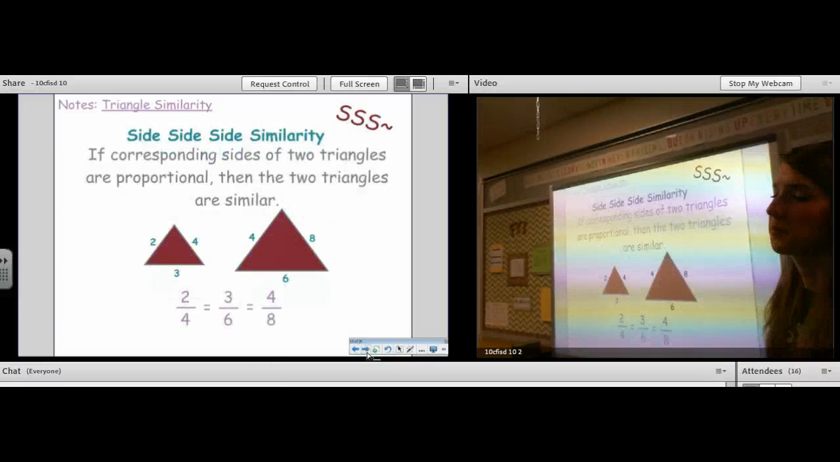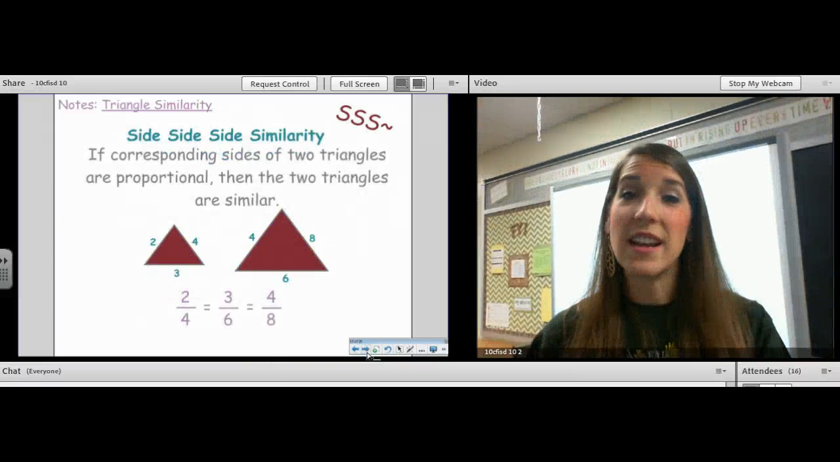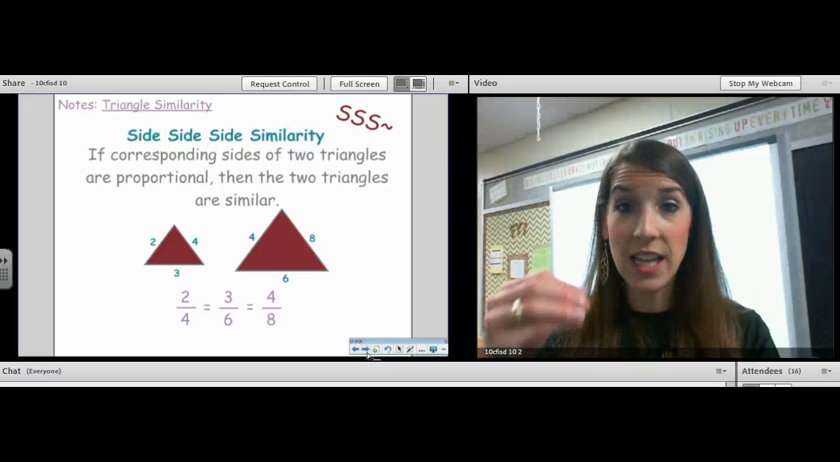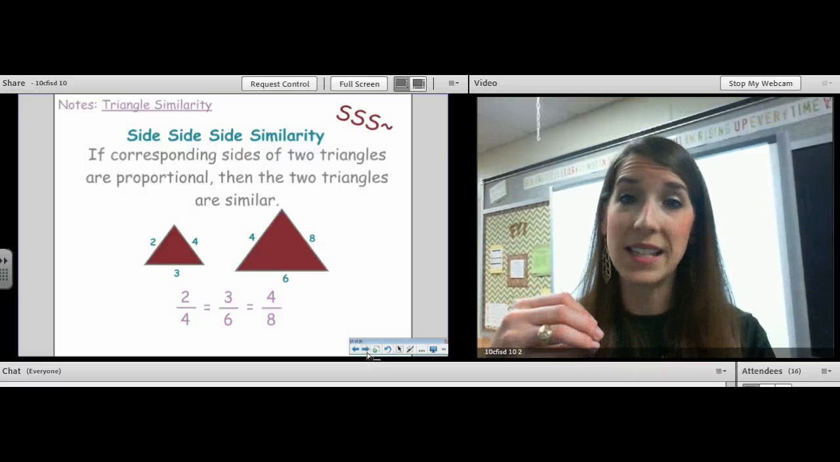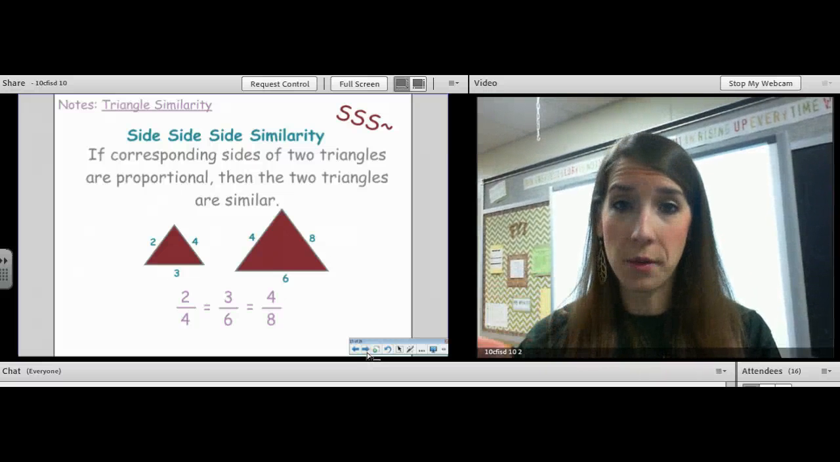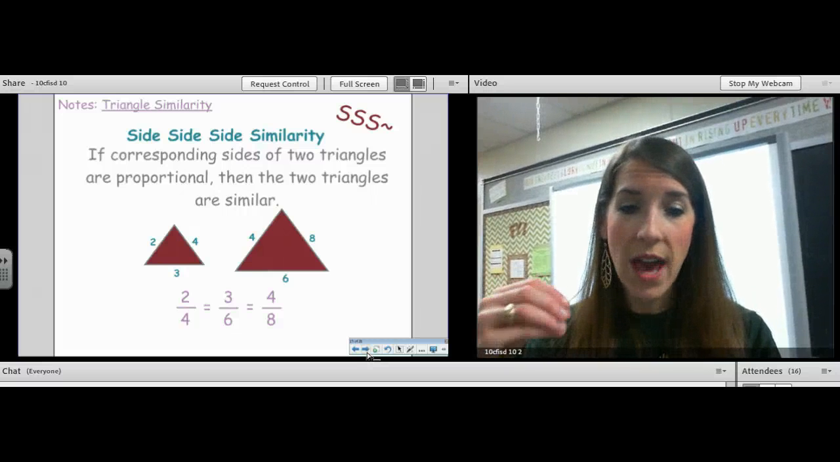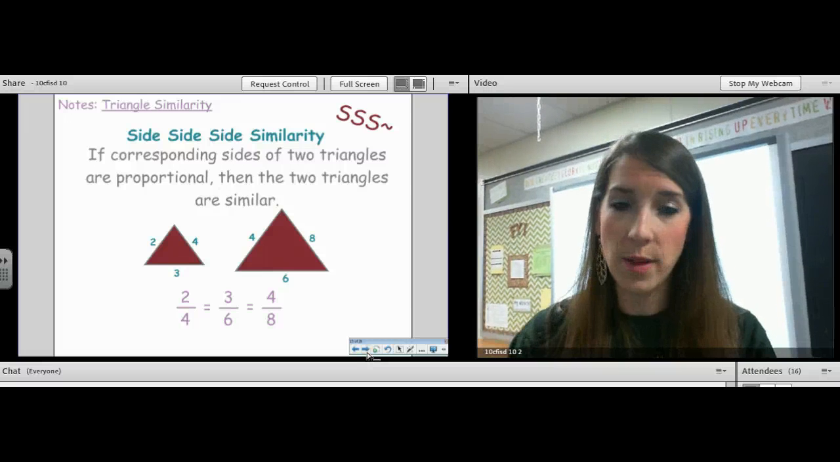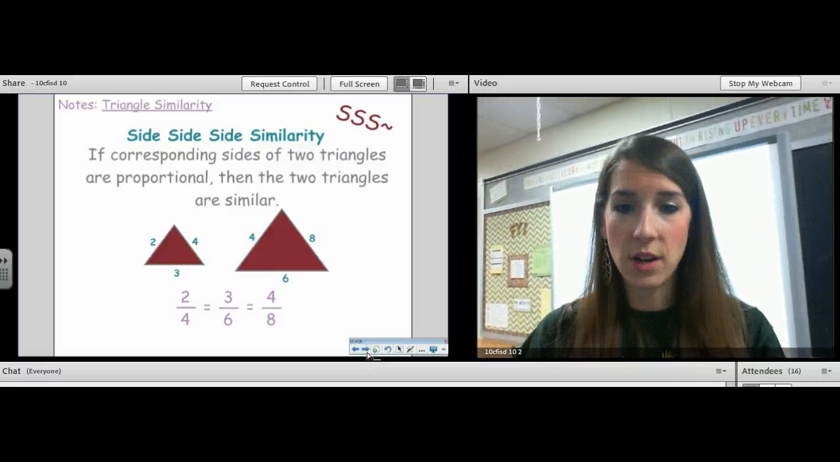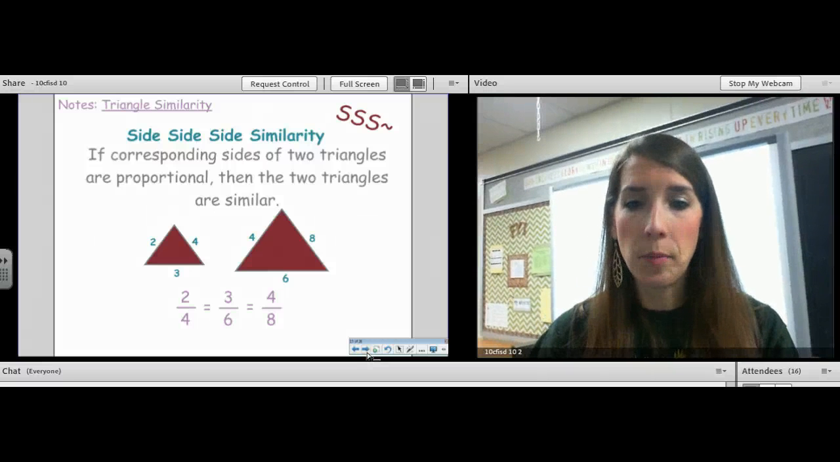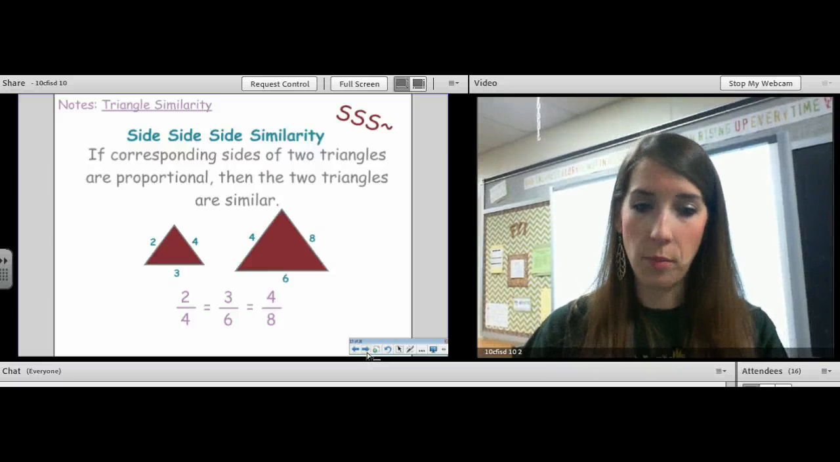All right. Side, side, side similarity. Now, if you are trying to use the sides to prove two triangles guilty of being similar, you have to check all three. You cannot just check two of the sides, or you'll be in trouble. No, we're not checking to see if the sides are congruent. We're checking to see if they're proportional. Not congruent, proportional.